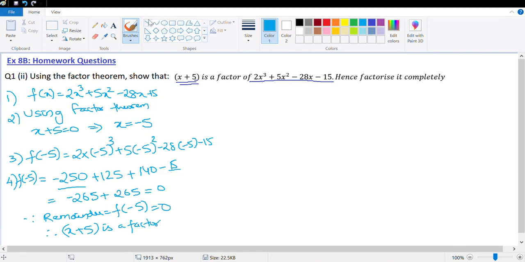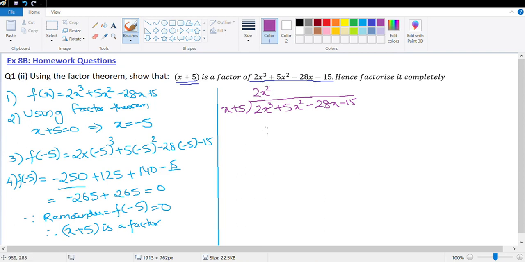Now that we've figured out that x plus 5 is a factor, let's divide this given expression by x plus 5. That will help us figure out what will be the quotient. That will help us factorize it. So we need to divide 2x cube plus 5x square minus 28x minus 15 by x plus 5. I'll multiply x with 2x square. This gives me 2x cube plus 10x square. Subtract, this is negative 5x square minus 28x.